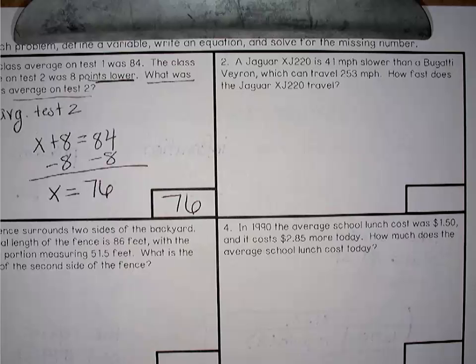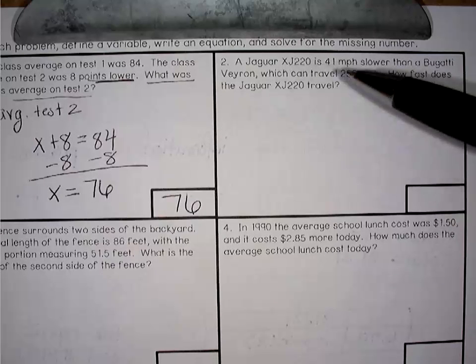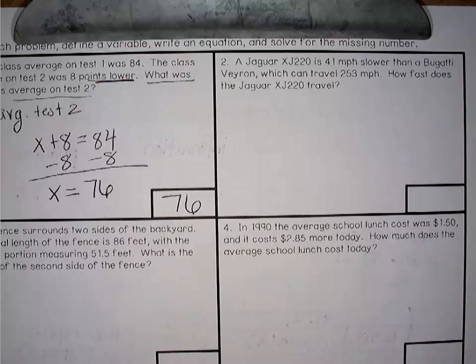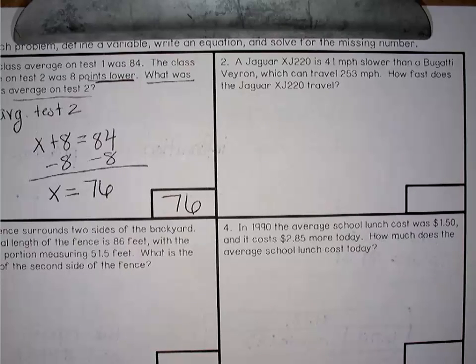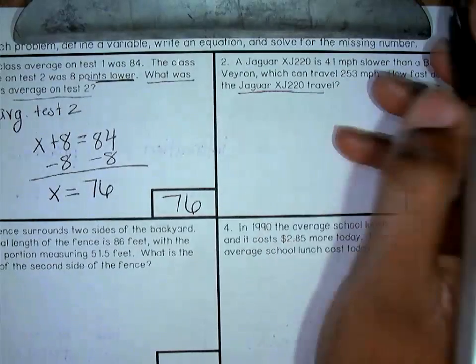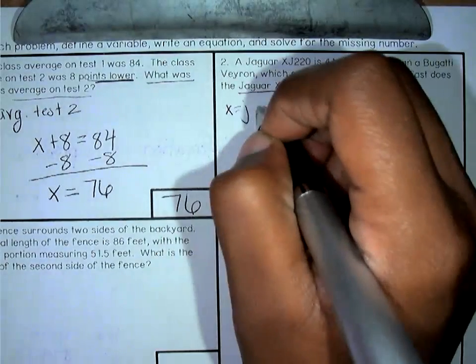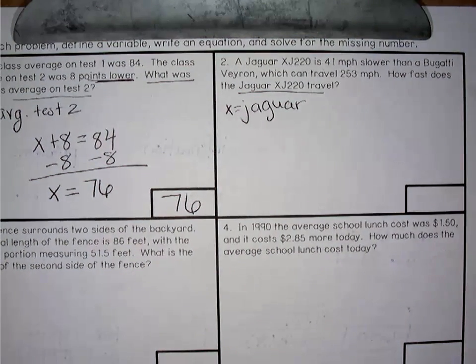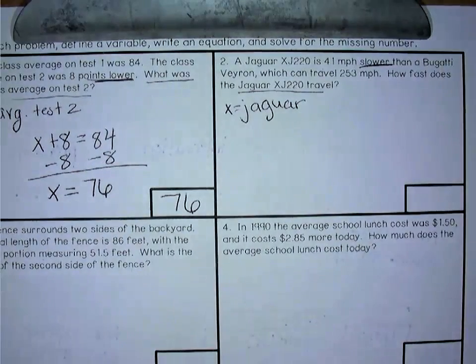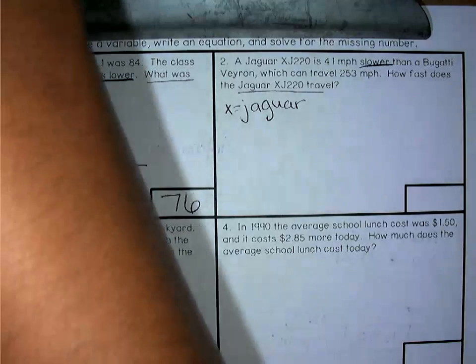It says a Jaguar XJ220 is 41 miles per hour slower than a Bugatti Veyron, which can travel 253 miles per hour. How fast does the Jaguar XJ220 move? So we need to figure out the Jaguar. So X represents the Jaguar, right? And we know that it's 41 miles slower. So you're thinking slower is decreasing, right? So in a sense, when you do this, you need to find out how much slower.